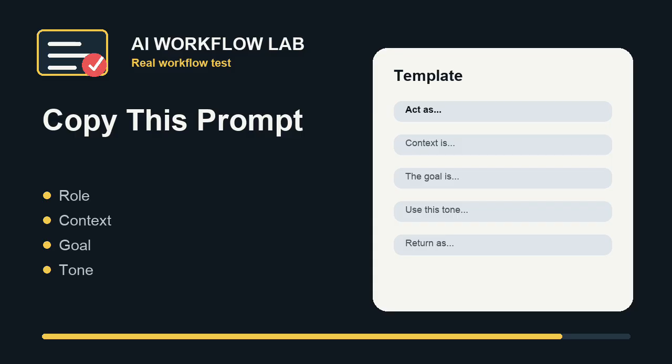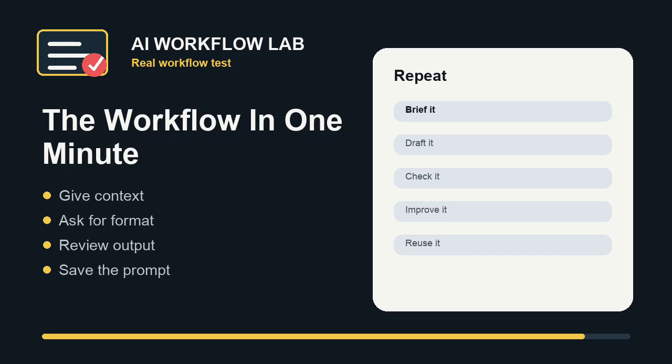Here is the workflow in 1 minute. Brief it with role, context, goal, tone, and format. Generate a first draft. Check the details. Ask it to critique and shorten the answer. Make it sound more like you. Save the prompt if the output helped. That is how you turn ChatGPT from a toy into a repeatable work system.